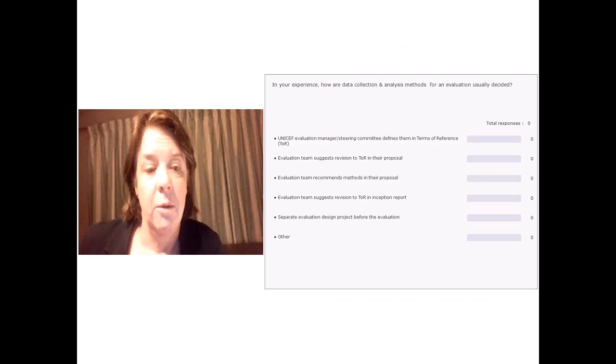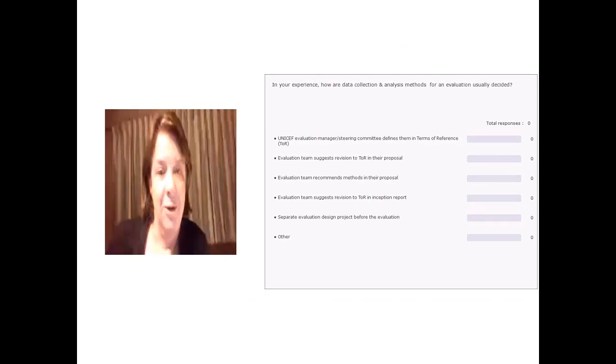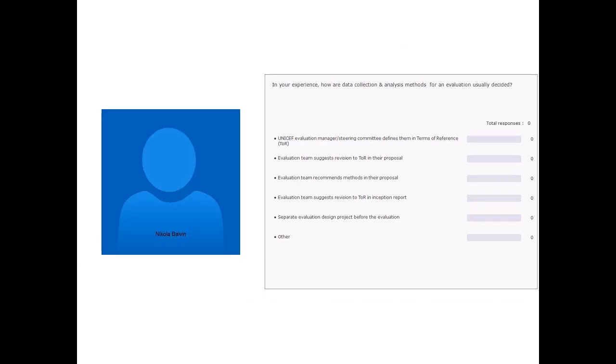So, now, Nicola, here we go. Well done. We've just put up the poll. So for those of you online, if you'd just like to vote to let us know what typically happens in your context. And if none of those apply, also let us know in the comments something else that you might do.